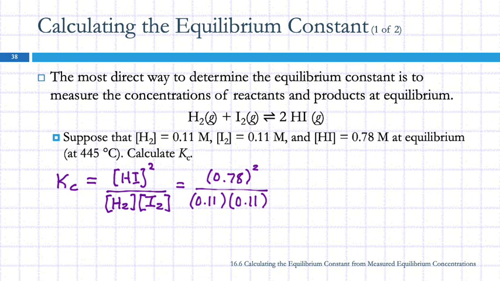So the first way is how I would do it. You grew up with a really basic calculator that didn't have things like parentheses. And so I would do 0.78 and then that x squared button. And I would divide by 0.11 and divide by 0.11.